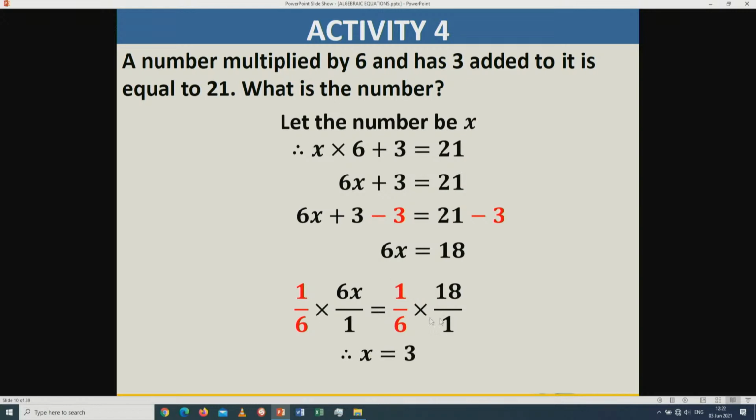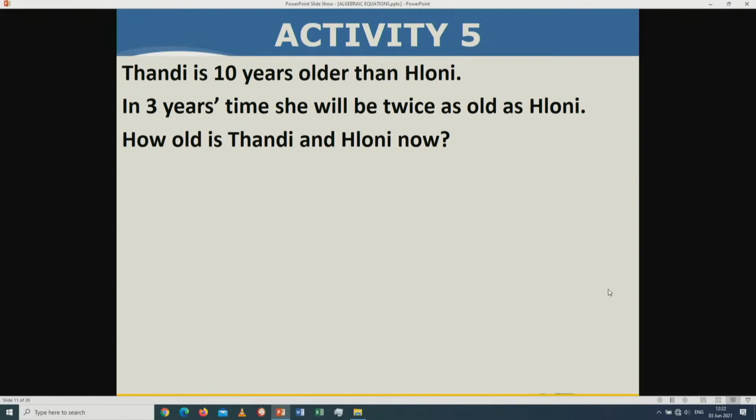On this side, it will be 1 multiplied by 18, which will be 18, and 6 multiplied by 1, it will be 6. So therefore 18 divided by 6 will give us 3. So definitely that number will be 3. Right, now let's have a look at this one.